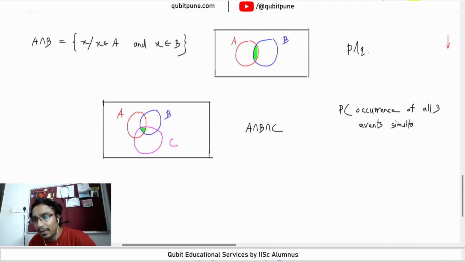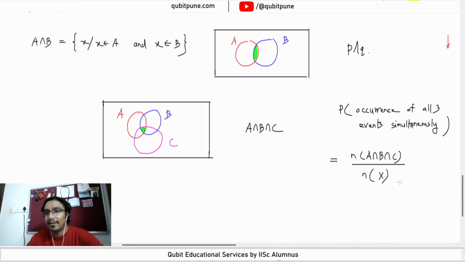Right? When all three events appear or occur simultaneously, that basically is the number of elements in A intersection B intersection C divided by the number of elements in the sample space. Am I right?